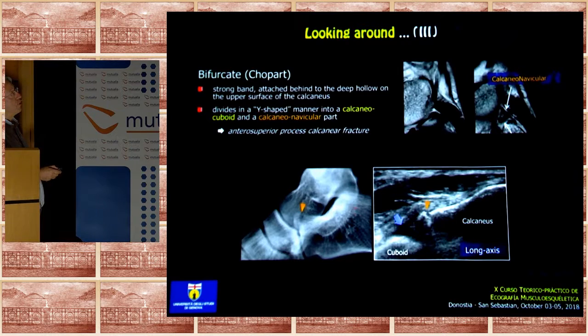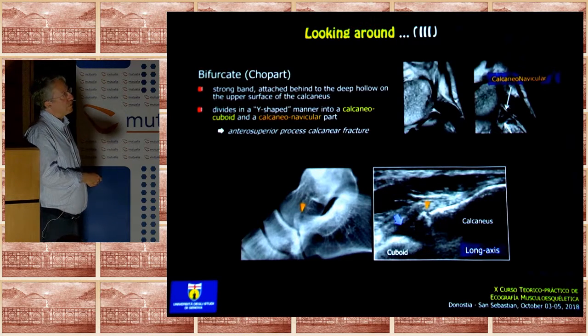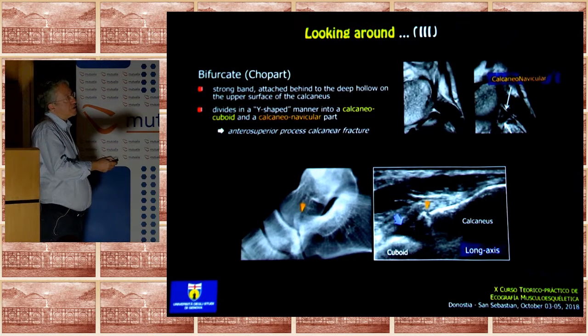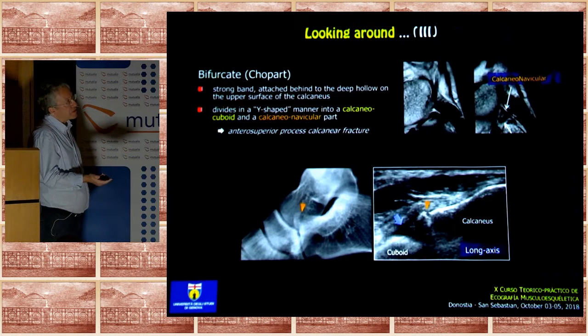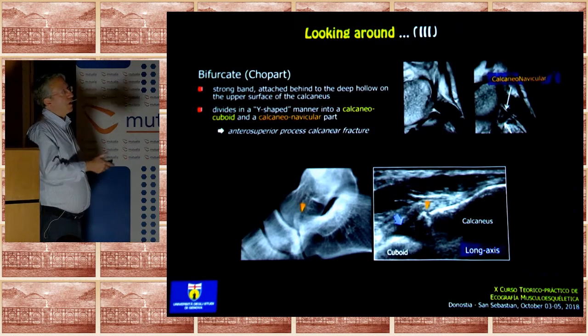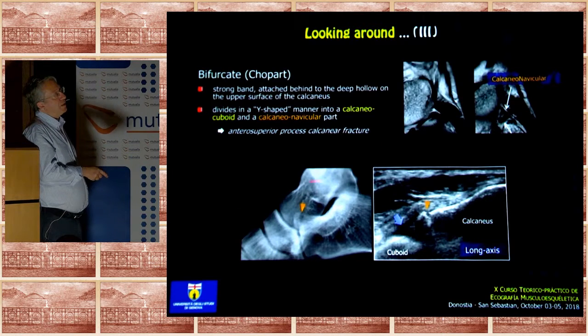So it is an epsilon-shaped ligament, more or less represented here and visible also in these magnetic resonance images. This is an example of a fracture of the anterosuperior process of the calcaneus. Remember that this is another very commonly missed fracture, because its visibility depends on the projection, depends on many technical factors. It may be missed.